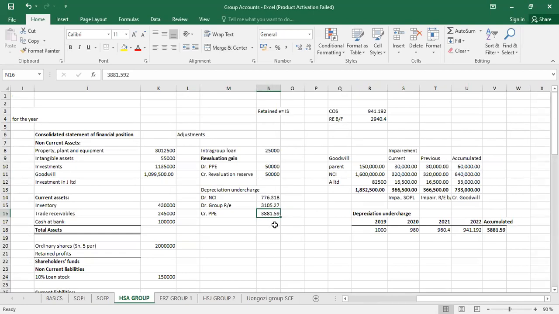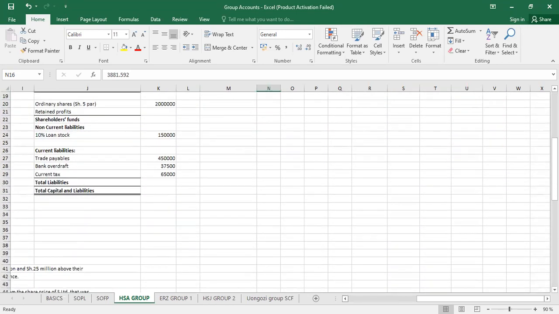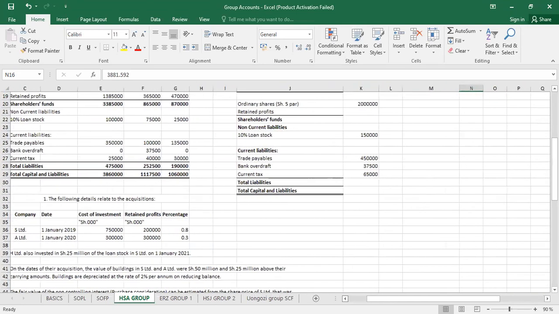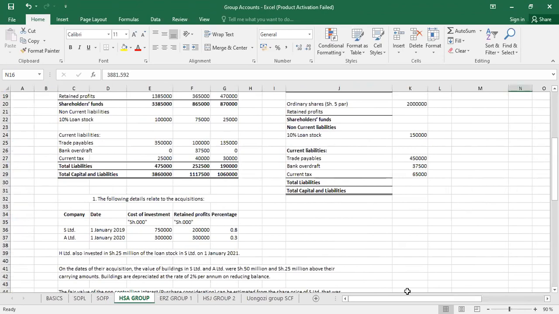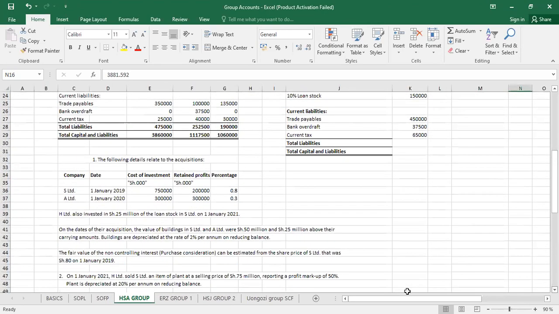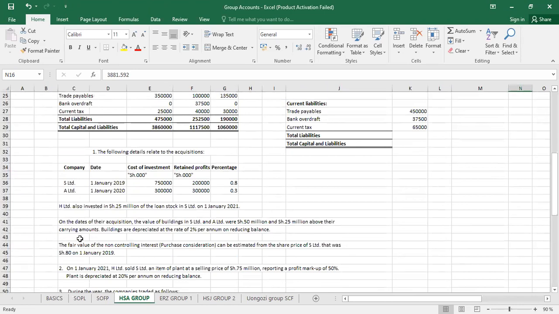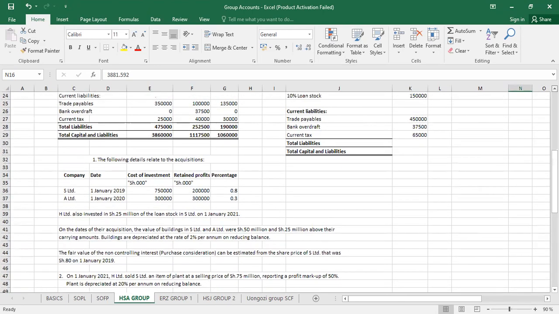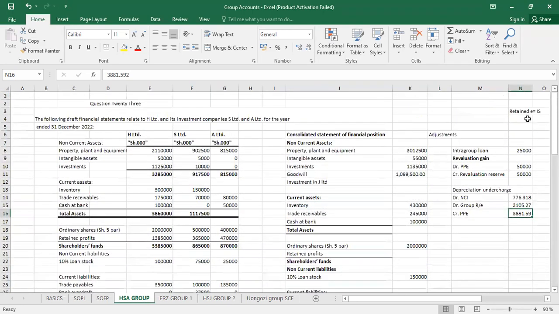Then there's nothing else on the additional information. So the other thing that we can extract from this additional information, number one, is this one here. Where is it? The 25. So we can look for the investment in J. Investment in J.